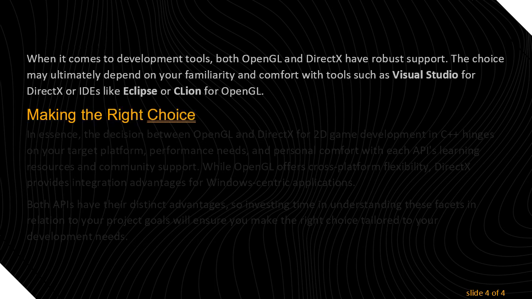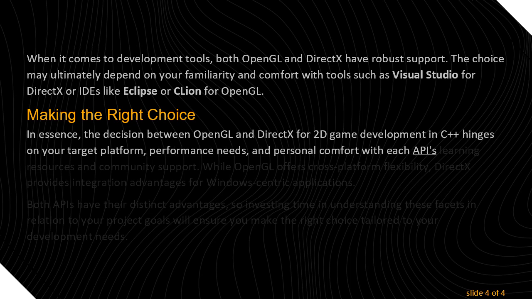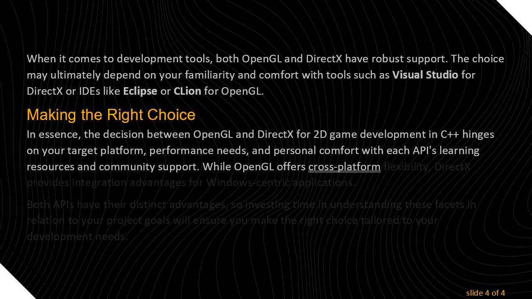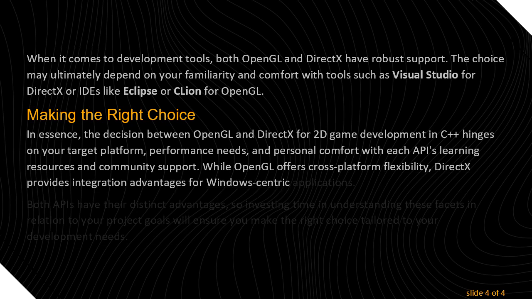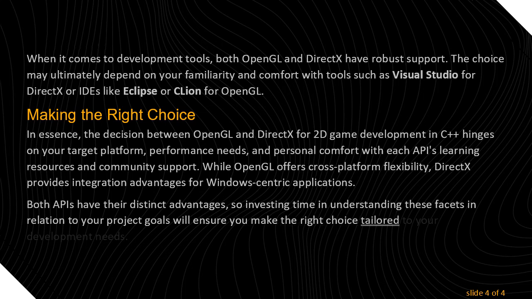Making the right choice. In essence, the decision between OpenGL and DirectX for 2D game development in C++ hinges on your target platform, performance needs, and personal comfort with each API's learning resources and community support. While OpenGL offers cross-platform flexibility, DirectX provides integration advantages for Windows-centric applications. Both APIs have their distinct advantages, so investing time in understanding these facets in relation to your project goals will ensure you make the right choice tailored to your development needs.